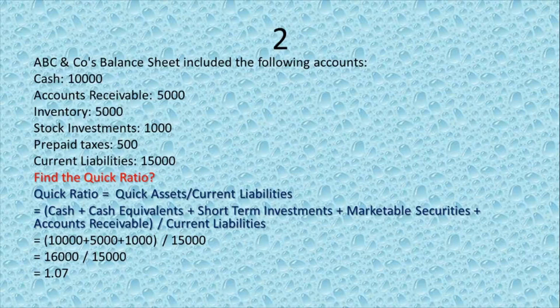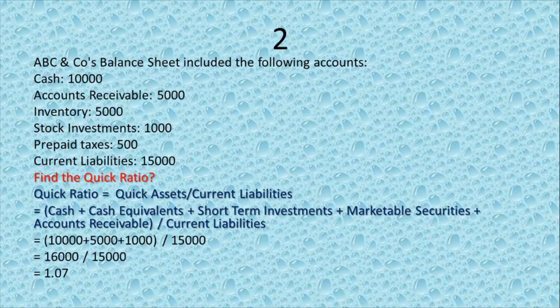So all the easily liquidifiable, cash convertible, easily convertible assets are quick assets. So in this case, cash is given 10,000 and accounts receivable also quick asset 5,000 and inventory is not a quick asset. It's a current asset but it's not a quick asset. And stock investment is a quick asset. Stock investment 1,000 we can add. Prepaid tax is not a quick asset.